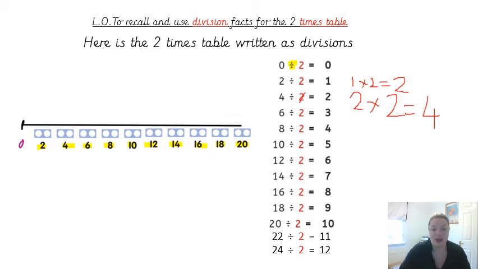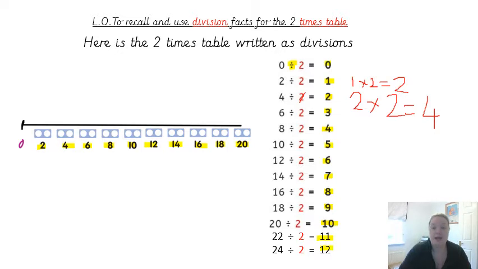Let's see if we can say our division sentences. So 0 divided by 2 is 0. 2 divided by 2 is 1. 4 divided by 2 is 2. 6 divided by 2 is 3. 8 divided by 2 is 4. 10 divided by 2 is 5, 12 divided by 2 is 6, 14 divided by 2 is 7, 16 divided by 2 is 8, 18 divided by 2 is 9, 20 divided by 2 is 10, and 22 divided by 2 is 11, and last, 24 divided by 2 is 12.